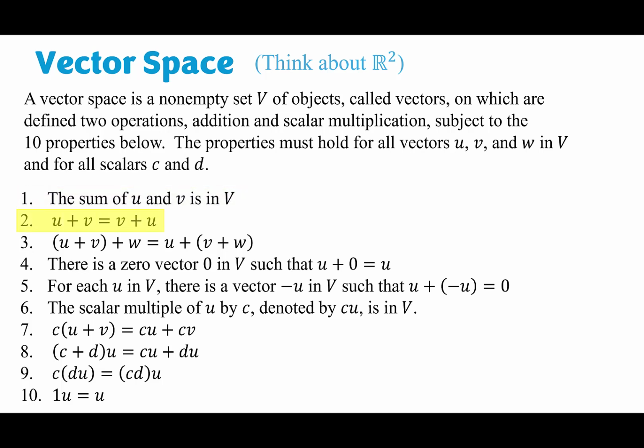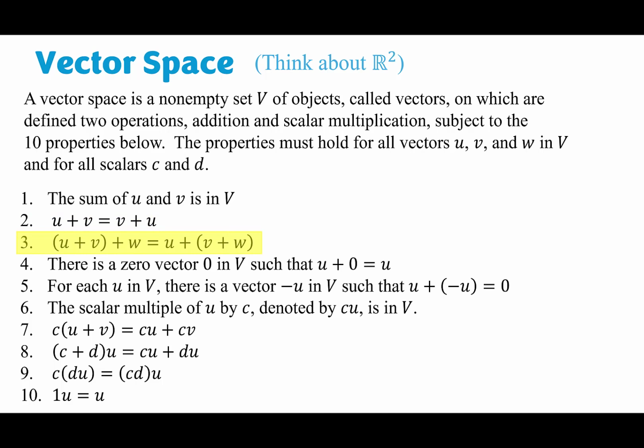All right, property 2: if you change the order of addition of the two objects, the two vectors, you get the same result. That's all property 2 is saying. So pretty trivial there. You can think about R2, that's always true. Even that finite set, the two vectors I gave, (1, 1) and (2, 2), does satisfy property 2, but it doesn't satisfy property 1. So we have to satisfy all 10 properties here.